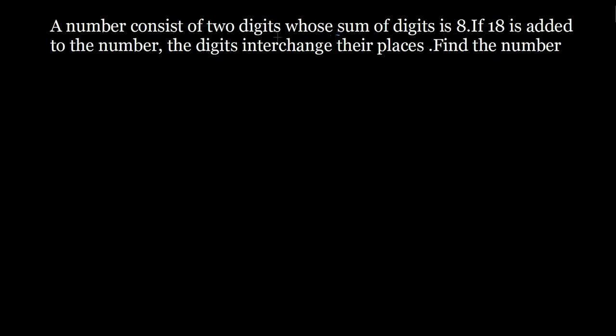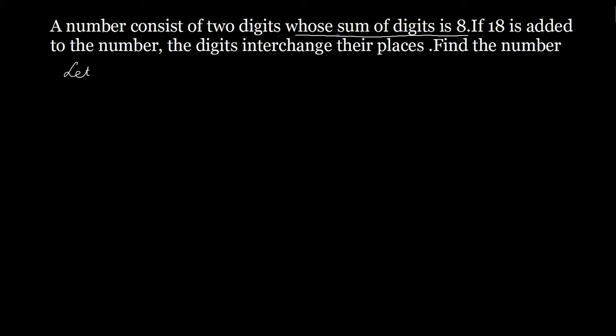A number consists of two digits whose sum of digits is 8. If 18 is added to the number, the digits interchange their places. Find the number.